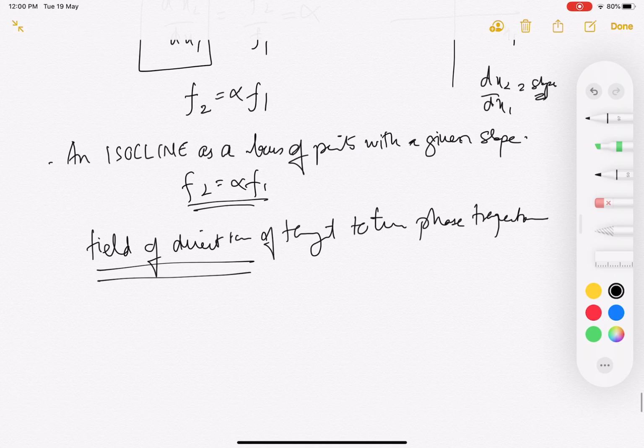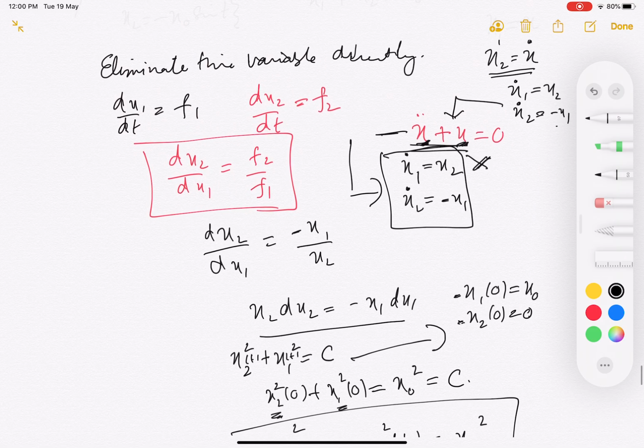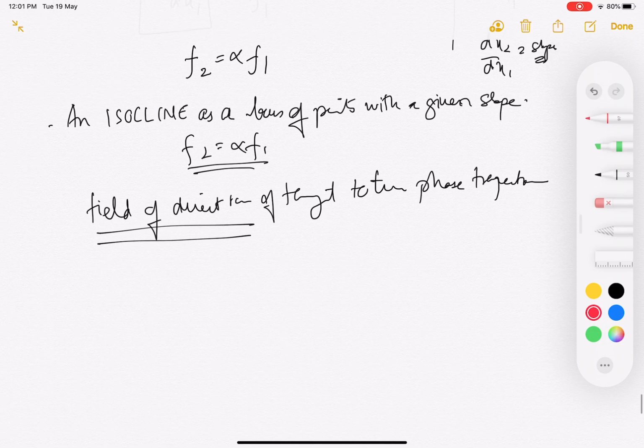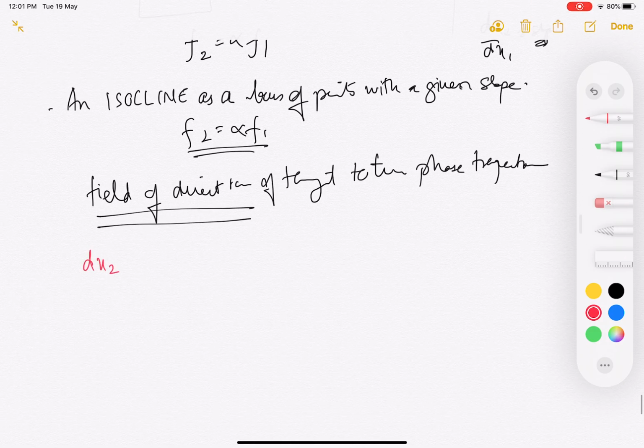How do you do this? Again, for this simple linear system is what I'm going to illustrate right now. It'll be easy to understand. So we just saw that the state space representation is this, right? And the slope dx2 by dx1 is minus x1 by x2. So let me write this down. dx2 by dx1 is minus x1 by x2. This is the definition for the slope of the phase trajectory at any point x1 x2.